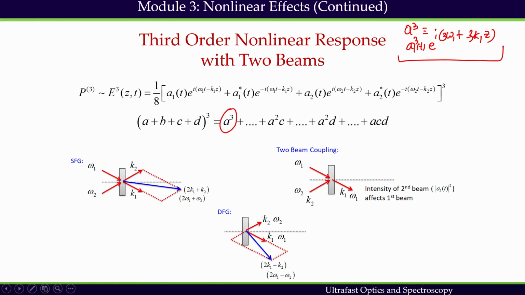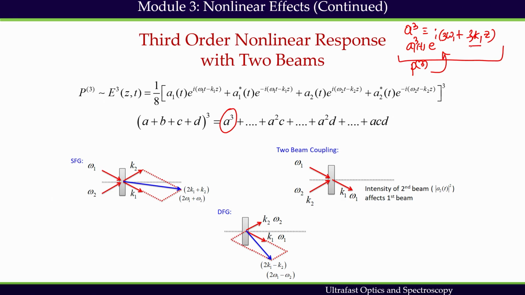So what does it suggest? It suggests that if I consider the A cube term, then the polarization will depend on this oscillatory function. This induces polarization, and this gives you the third harmonic generation, a new emitted pulse centered at 3 omega1 along the direction of k1.